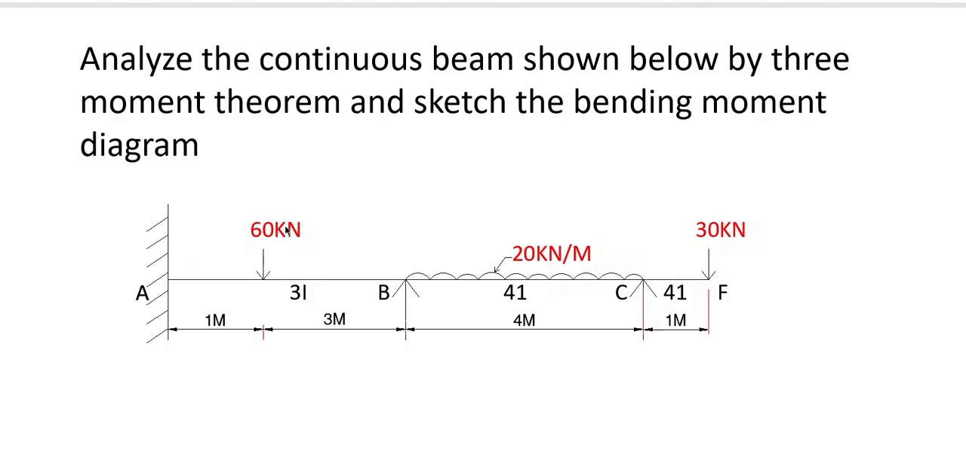Span AB has a point load of 60 kilonewton, and it is 4 meters with a moment of inertia of 3I. Span BC has 20 kilonewton per meter with a moment of inertia of 4I, and CF also 4I.